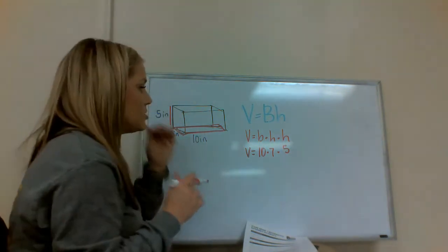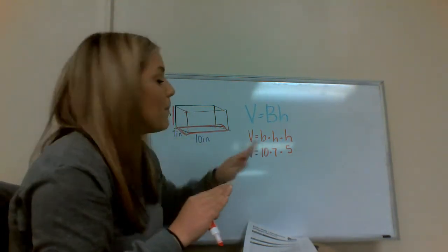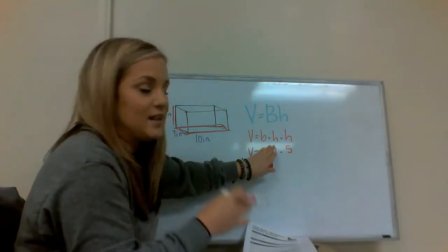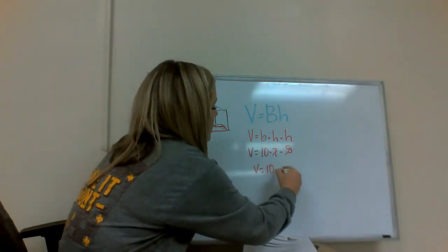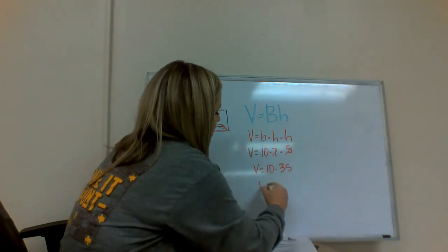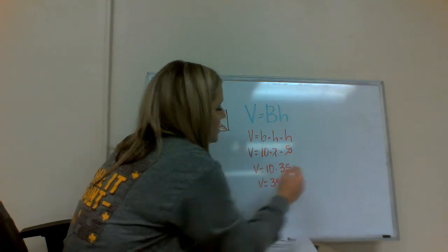All right, so what I'm going to do is I'm going to do what I think is easy first. Multiplying by 10 is super easy, right? But I'm going to save that. I'm going to make it easiest at the end. I know that 7 times 5 is what? 35. So 10 times 35 is 350 inches cubed.